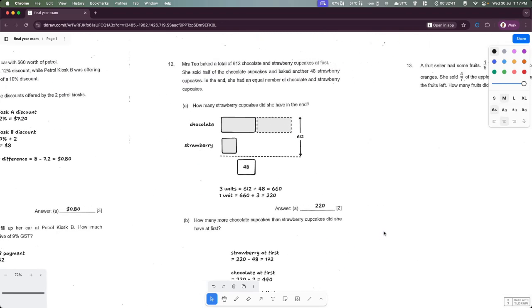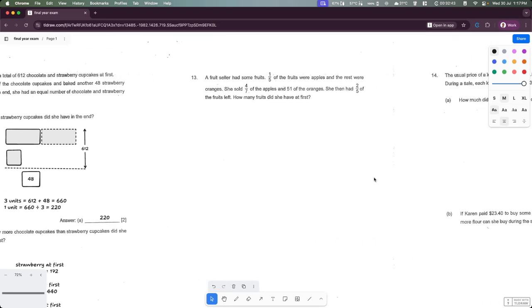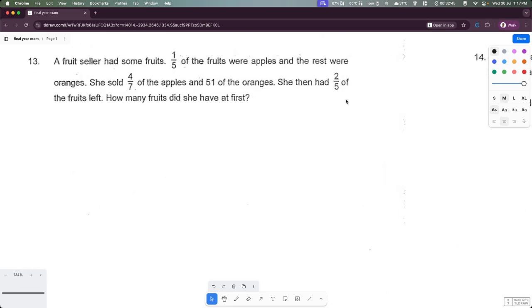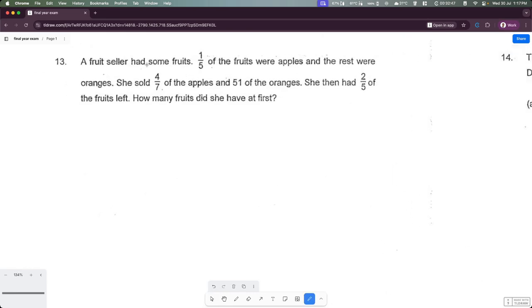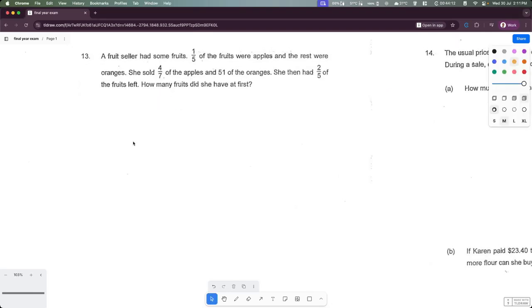Alrighty, let's move on to the next question. Question 13. Question 13 says a fruit seller had some fruits. 1/5 of the fruits were apples and the rest were oranges. She sold 4/7 of the apples and 51 of the oranges. She then had 2/5 of the fruits left. So how many fruits did she have at first?